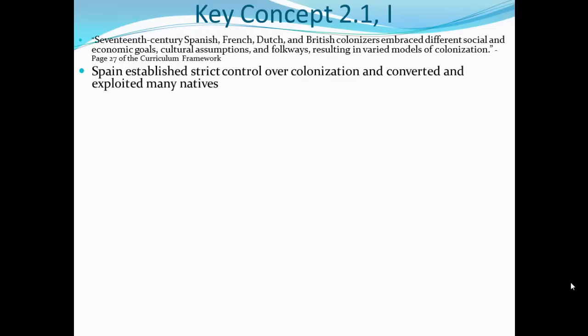17th century Spanish, French, Dutch, and British colonizers embraced different social and economic goals, cultural assumptions, and folkways, resulting in varied models of colonization. All right, Spain established strict control over colonization and converted and exploited many Native Americans. A major goal when it came to Spanish colonization was to make money. They were all about making gold and silver. A way for them to make gold and silver was that all trade must go through a few Spanish controlled ports, whether they were in the Americas or in Spain.